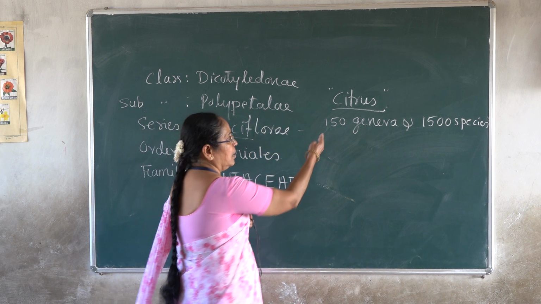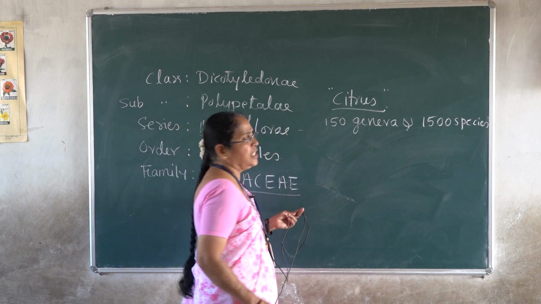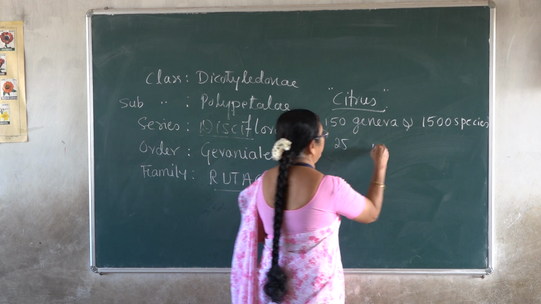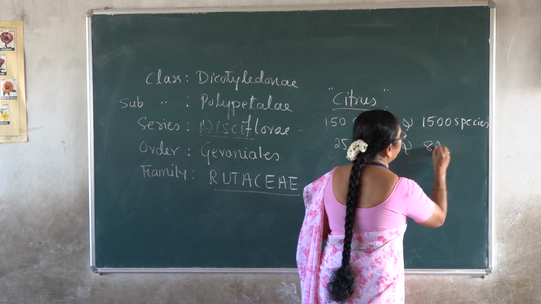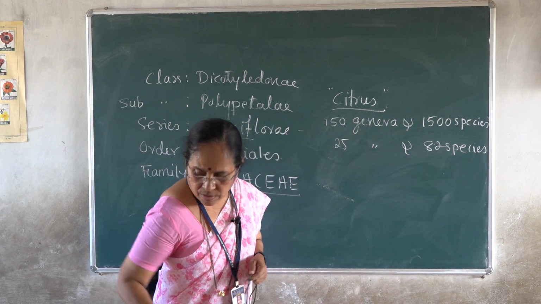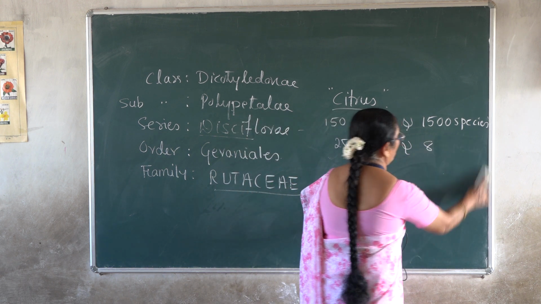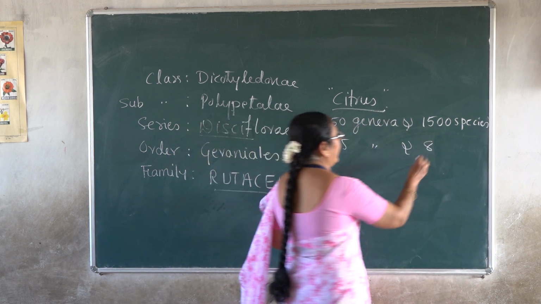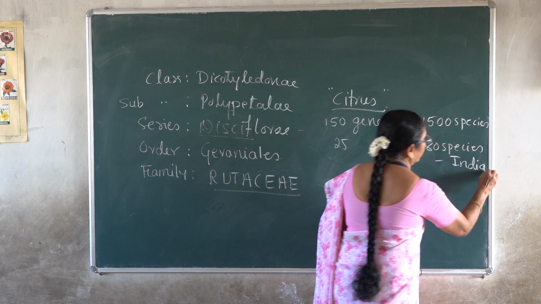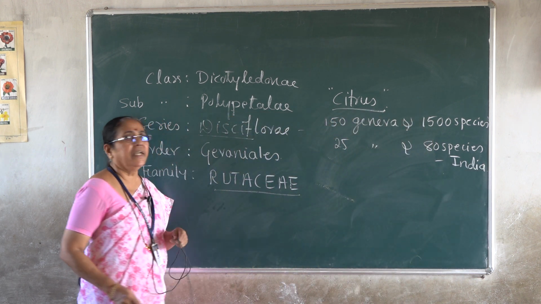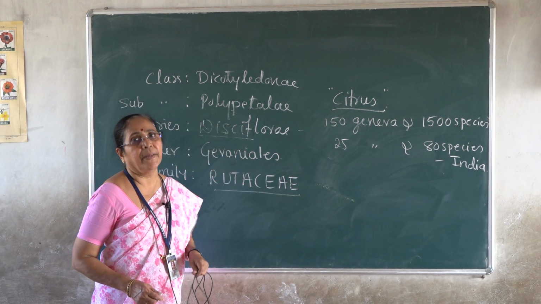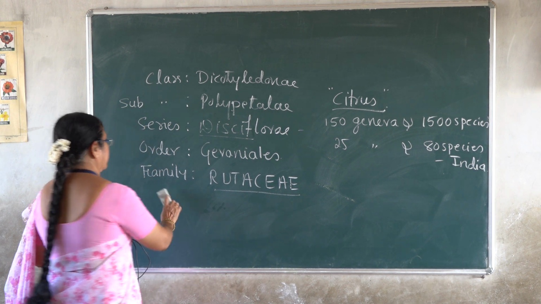Out of 150 genera and 1500 species, only about 25 genera and 80 species are reported from India. And the citrus is one of the common fruit yielding plants which belongs to the family Rutaceae. So now let us begin with the habit of these plants.